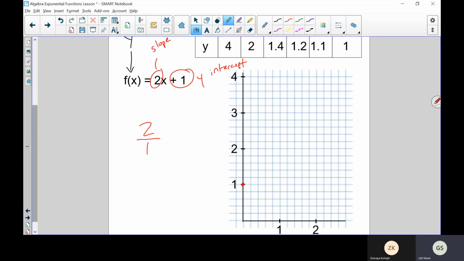For my next point, that's when we did the whole rise over run thing. We changed the slope to a fraction. And this is all review, so I'm going quickly. So my run is positive 1. And then my rise is positive 2. So there's my second point, right there.